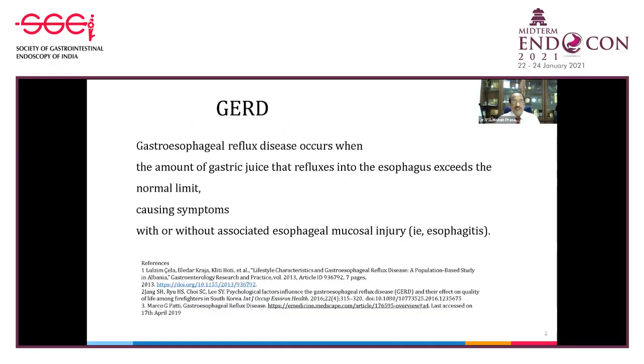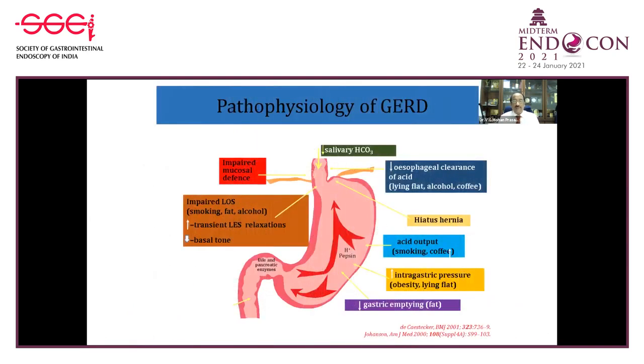So what is GERD? Gastroesophageal reflux disease occurs when the amount of gastric juice that refluxes into the esophagus exceeds that of the normal limit, causing symptoms with or without associated esophageal mucosal injury, that is esophagitis, and its complications. Many a time I see people using double dose proton pump inhibitors as treatment for GERD. But unfortunately, GERD is not a disease of hyperacidity. So it's a motility disorder.